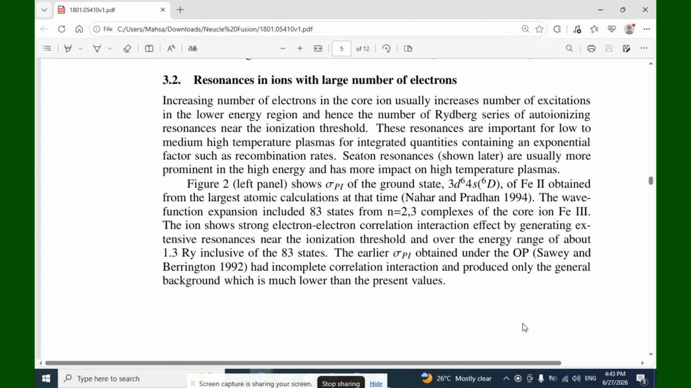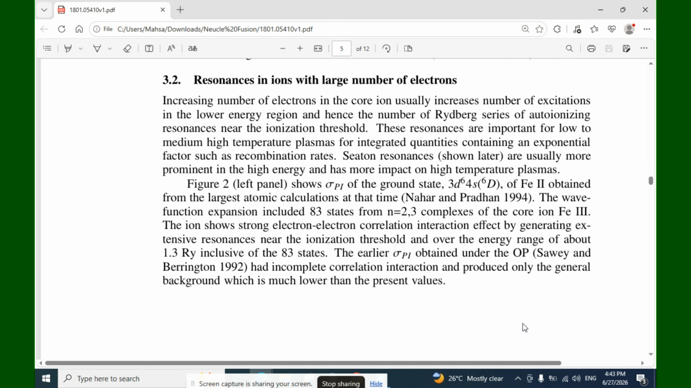The next result and discussion is resonances in ions with a large number of electrons. Increasing the number of electrons in the core ion usually increases the number of excitations in the lower energy region, and hence the number of Rydberg series of autoionizing resonances near the ionization threshold. These resonances are important for low, medium and high temperature plasmas for integrated quantities containing an exponential factor, such as recombination rates. Core resonances shown later are usually more prominent in the high energy region and have more impact on high temperature plasmas.